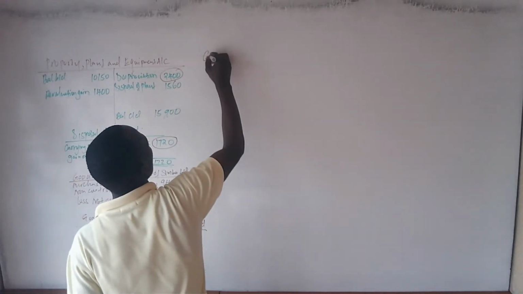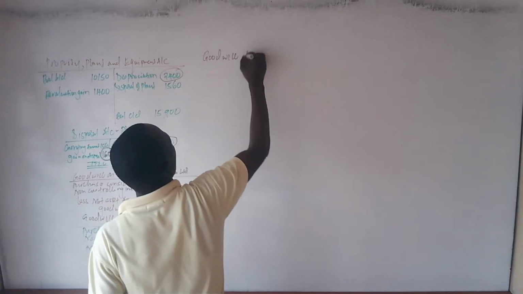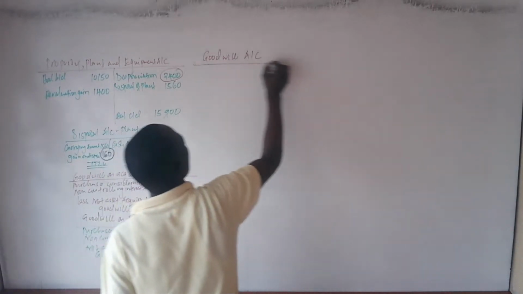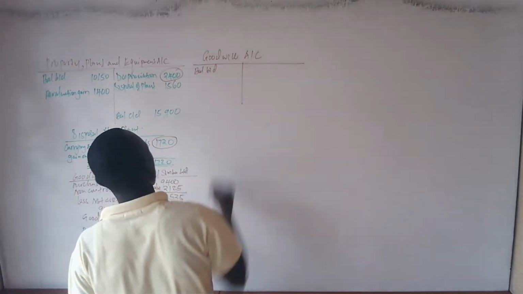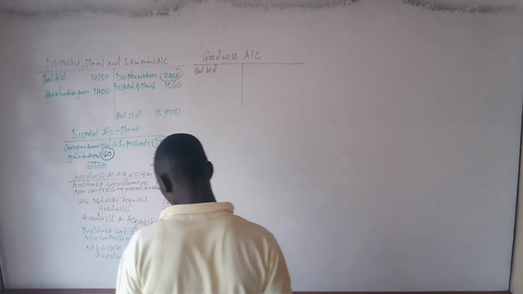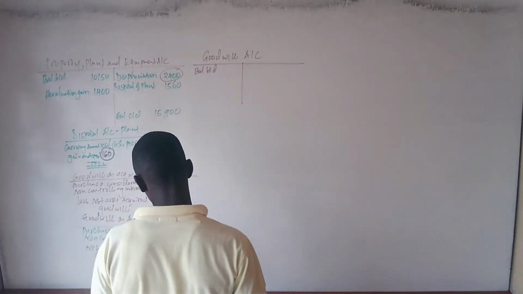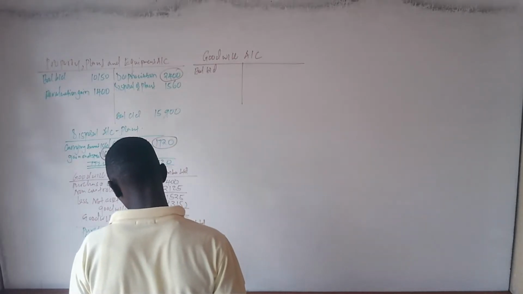And all of this information helps us to open the goodwill account now. So let us open the goodwill account. We open the T account of the goodwill. So give me the balance brought down. Goodwill has got a balance of 11,560.